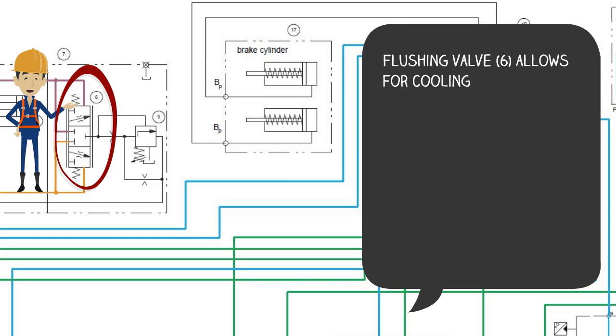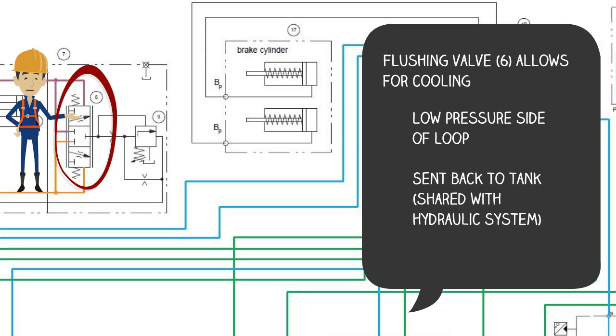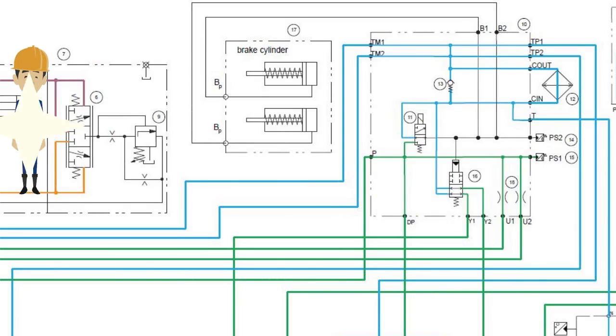The flushing valve, item 6 in the schematic, allows for cooling of the loops. You'll notice that oil is drawn out of the low pressure side of the loop and sent back to the tank. Remember though, we do have makeup oil that's added back into the loop at the pumps to help maintain the right amount of oil in the loop.